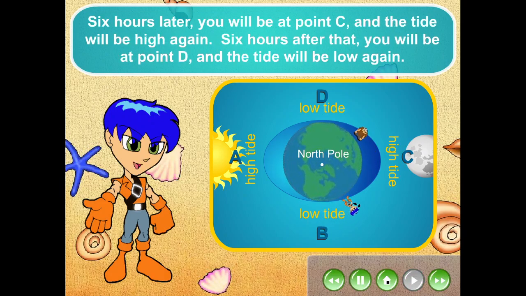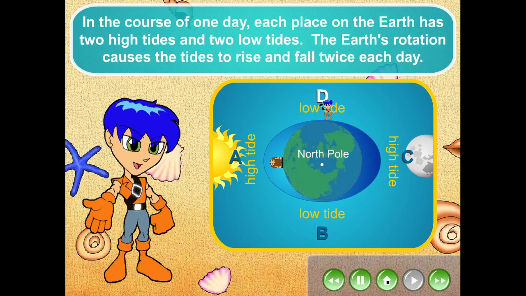6 hours later, you will be at point C, and the tide will be high again. 6 hours after that, you will be at point D, and the tide will be low again. In the course of one day, each place on the Earth has 2 high tides and 2 low tides. The Earth's rotation causes the tide to rise and fall twice each day.